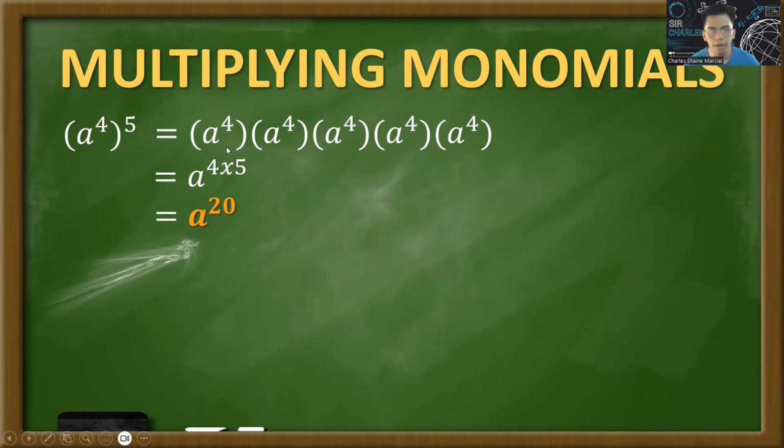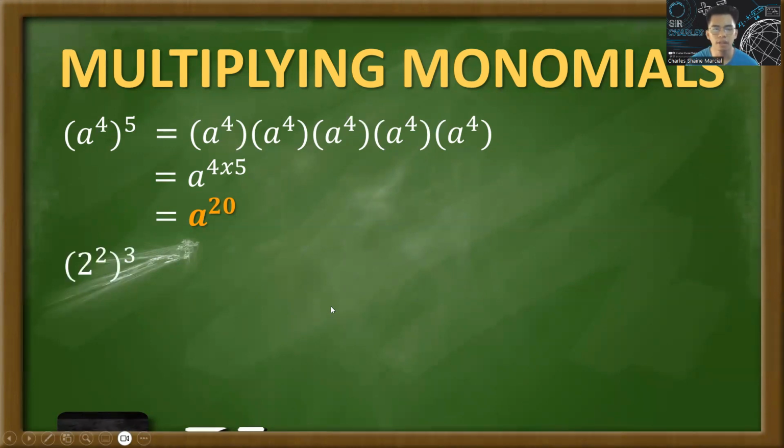So dito, using the product rule, you can just add all the exponent: 4 plus 4 plus 4 plus 4 plus 4. Or in simple way, you can just multiply 4 and 5 since meron naman tayong power of power rule. So yung makukuha niyong sagot is a raised to 20 lang naman.